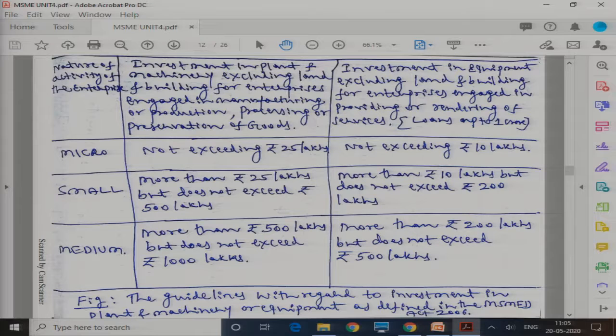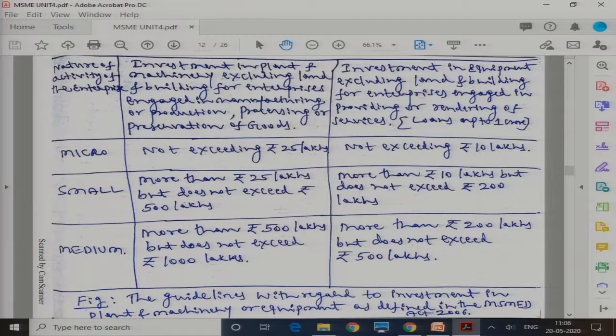The table explains the definition as follows. If the nature of the activity is investment in plant and machinery, excluding land and building, for an enterprise engaged in manufacturing or production, processing of goods or materials, and the investment does not exceed 25 lakhs per annum, then it is called a micro enterprise. Similarly, a small enterprise is one whose investment in plant and machinery, excluding land and building, engaged in manufacturing, production, processing, is above 25 lakhs but does not exceed 500 lakhs. This is a small enterprise.